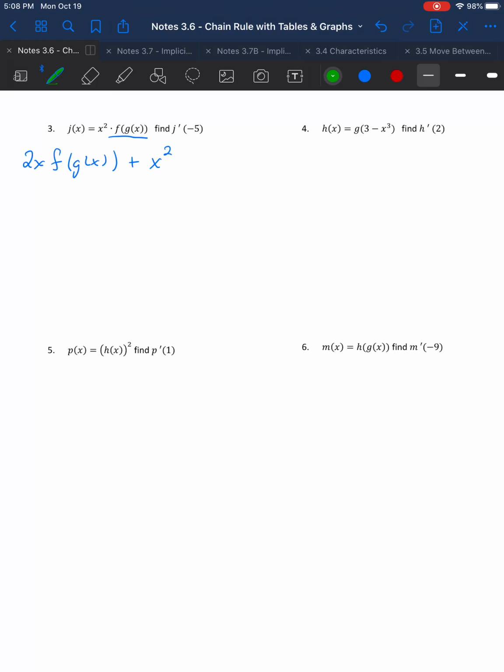J of x equals x squared times f of g of x. Well, I have a product rule, first of all. So derivative of the first, keep the second, plus keep the first. But when I go to take the derivative of this second piece, I need a chain. I need a u. So u would be g of x. f of u is going to be f of u. The derivative of g of x is g prime of x. The derivative of f of u is f prime of u. And I multiply those back together. G prime of x times f prime of u.